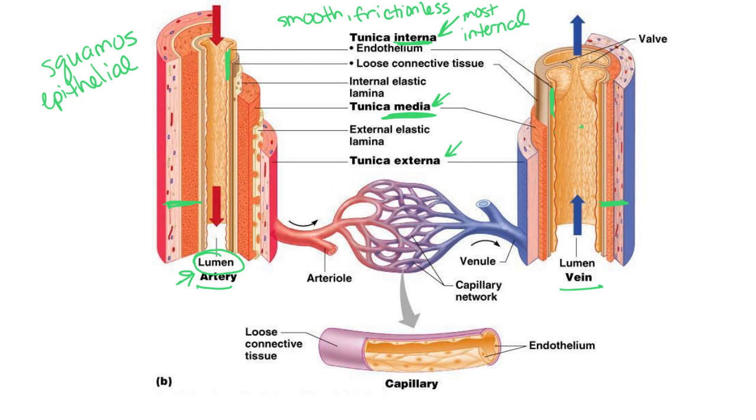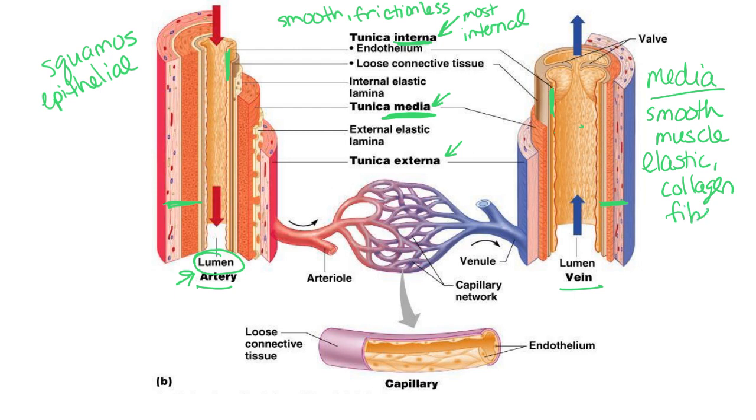Media, middle. So this is our middle layer. The tunica media is going to contain smooth muscle. So remember, muscle that is under involuntary control. We don't control it. It's also going to contain elastic and collagen fibers. Basically, it's going to be stretchy so that these vessels, as the blood moves through them, can stretch and come back to their original shape.